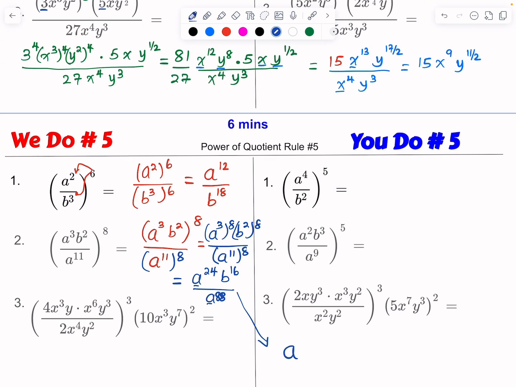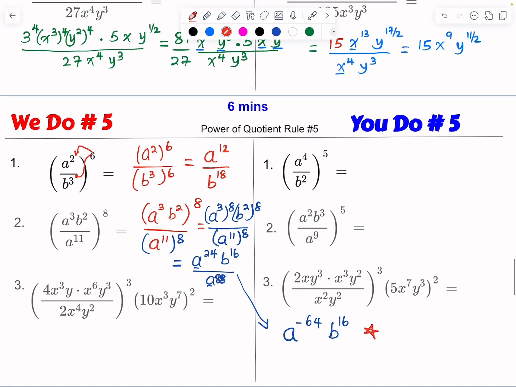I'm dividing, so I'm going to subtract now. What is 24 minus 88? So this one should give me negative 64, right? Then I have my b to the power of 16. Yes, that should be the right answer. Now, you have to be very careful when you're doing this, very, very careful, and be patient when you're doing this.